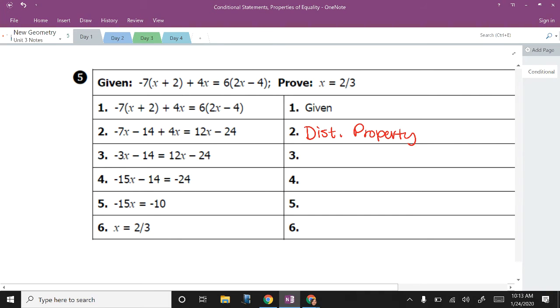Okay, now this might be a little bit confusing. What did they do between step 2 and step 3? They combine like terms, right? Well, that's not really a property, right? So when you combine like terms, you're adding and subtracting, aren't you? So I think we're going to say that we added negative 7x plus 4x. If you put subtracted here, technically it's not wrong because you have a negative, right? So I'm going to say that's the addition property.